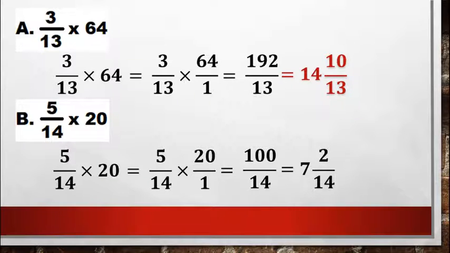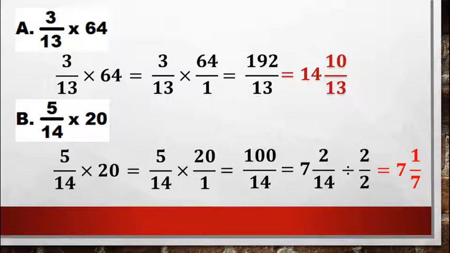Okay. Is this our final answer? Not yet, because your numerator and denominator have a greatest common factor, which is 2. So we need to divide it. 2 divided by 2 is 1. 14 divided by 2 is equal to 7. So our final answer is 7 and 1/7.